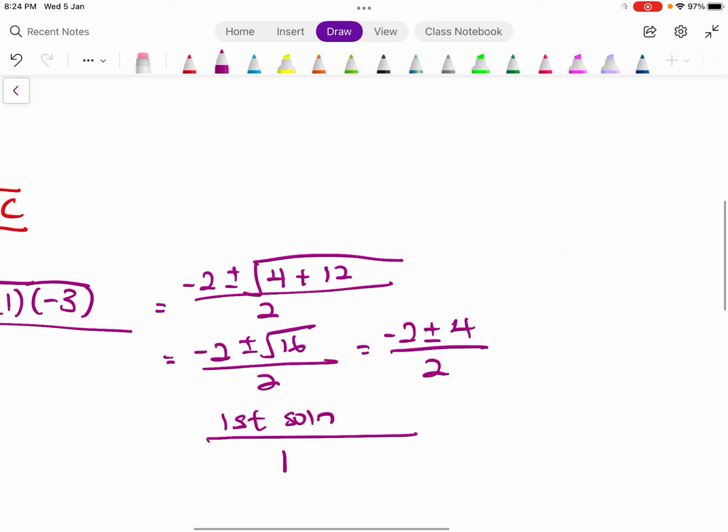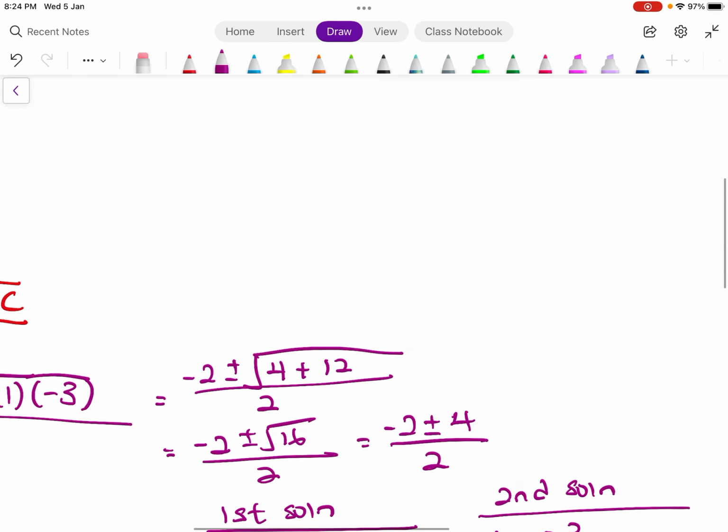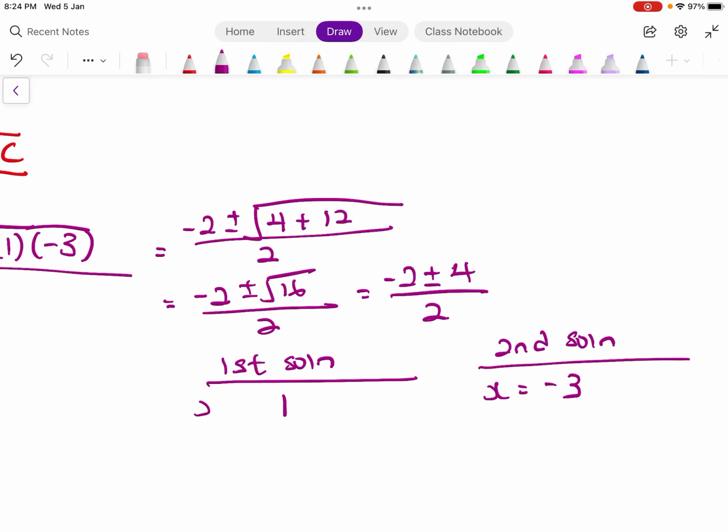Then the second solution is negative 2 minus 4, negative 6, divided by 2, negative 3. So this is consistent with our answer. Okay, so first is x equal to 1. Alright, then the second solution is x equal to negative 3. So this is how we use our quadratic formula.